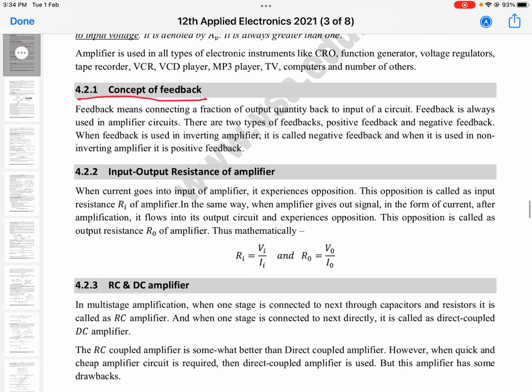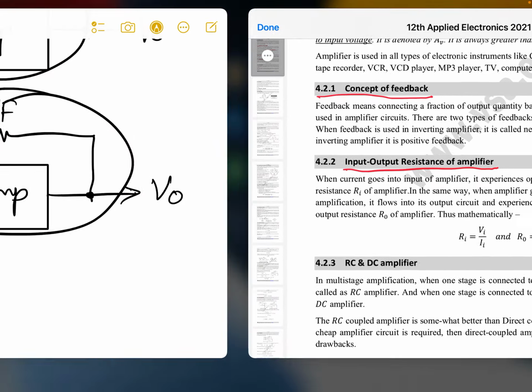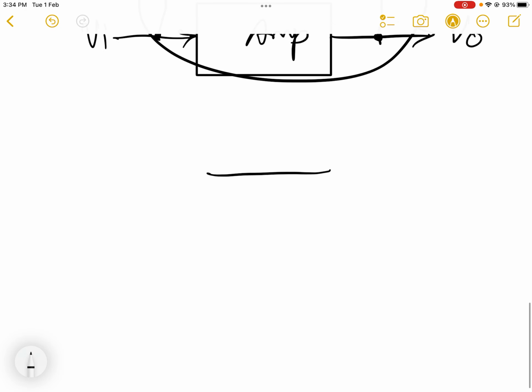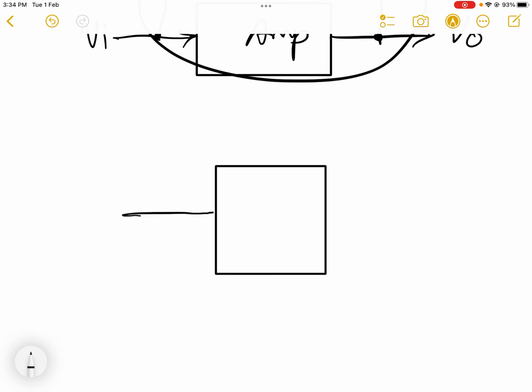Input output resistance of amplifier. This is one very important point. Input output resistance. Now as I told you, we take one amplifier here. Okay, this is amplifier. I connect the input.